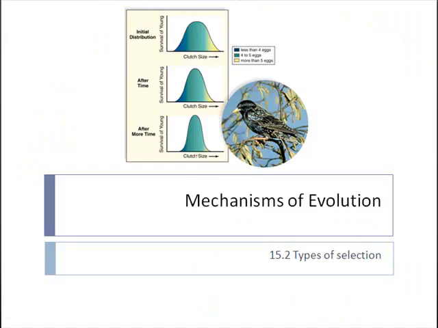Now, next up, we're going to be talking a little bit more about some different types of natural selection that cause this microevolution to occur.